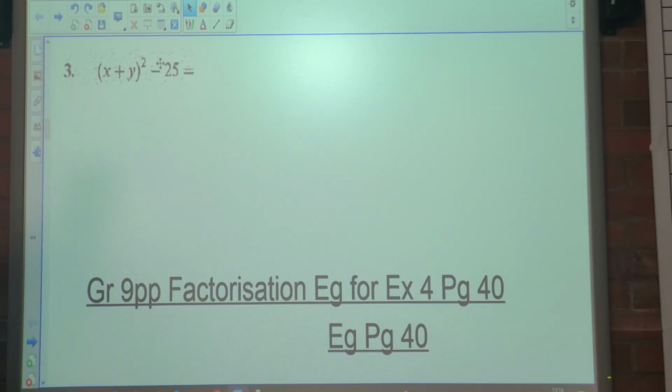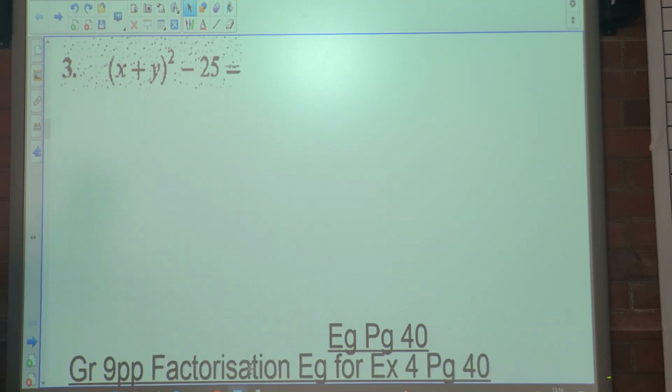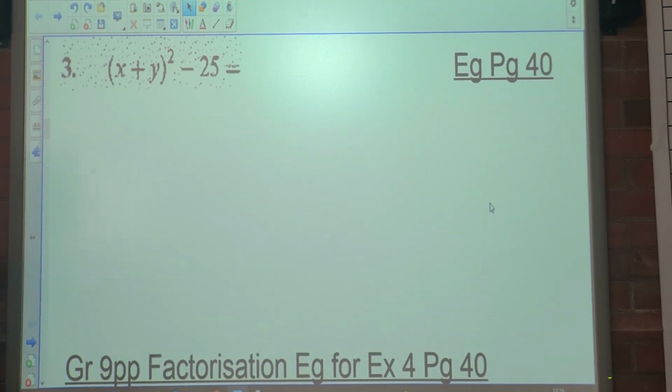Look at the next one, number 3. You've got x plus y all squared minus 25. What type of factorization can apply here? Is the first term a perfect square? Yes. What's the square root of x plus y all squared? x plus y. What's the square root of 25? Is there a negative between them? So what type of factorization? Difference between two squares.